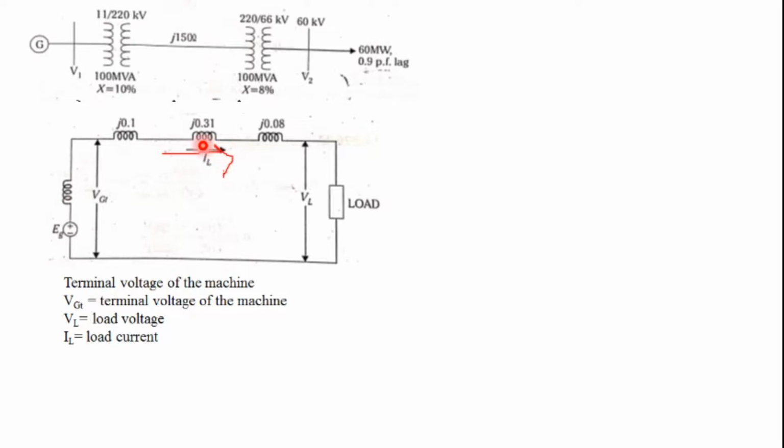So what is the current which is flowing? IL we need to calculate. So I know that the actual value is supposed to be maintained at 60 kV, but what we are doing is tapping from 66 kV. So in other words, 60 is the actual value and 66 is the base value. So 60 by 66 gives 0.909 per unit. This is the VL value. 0.909 is the VL value.